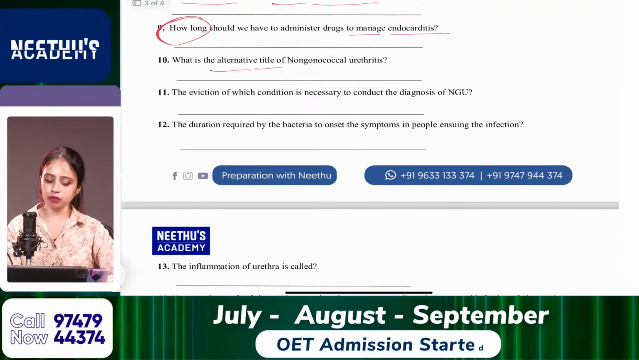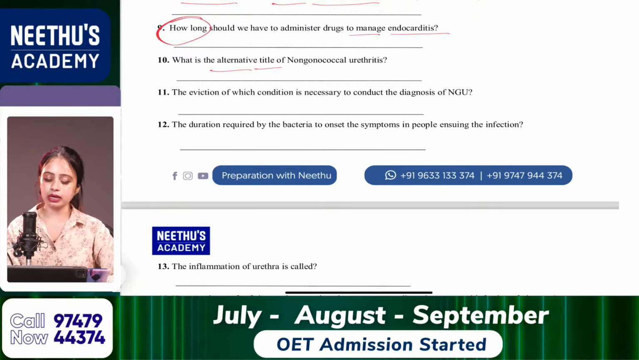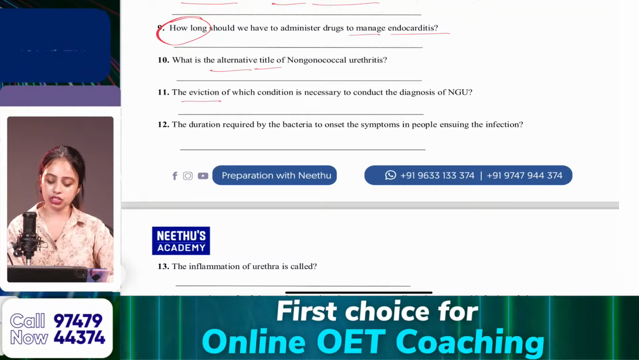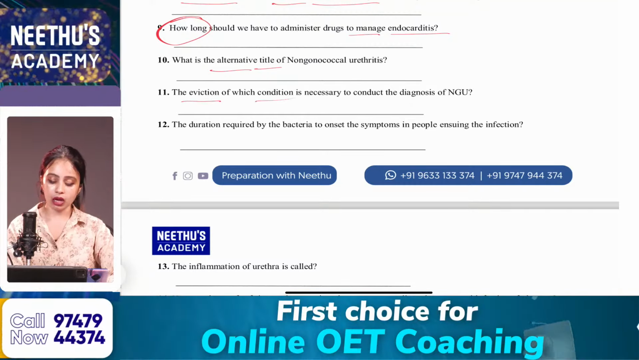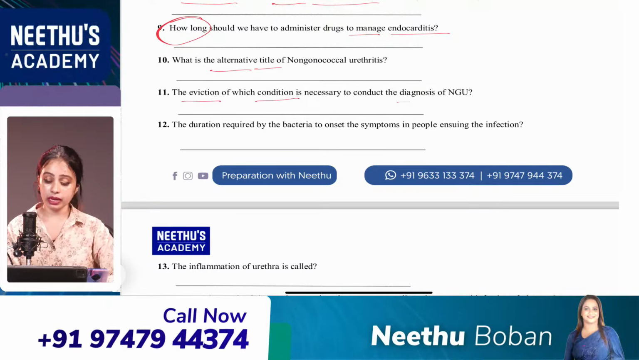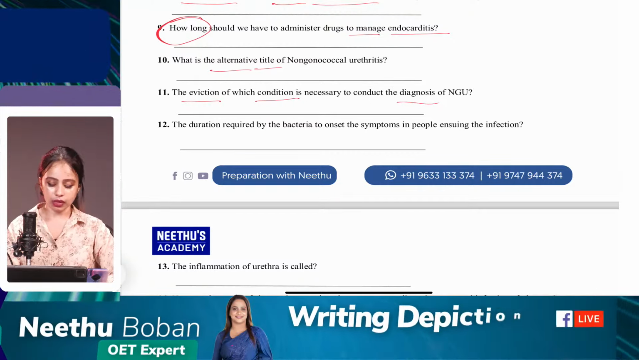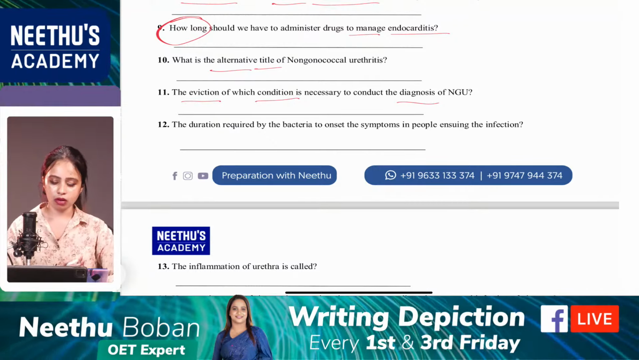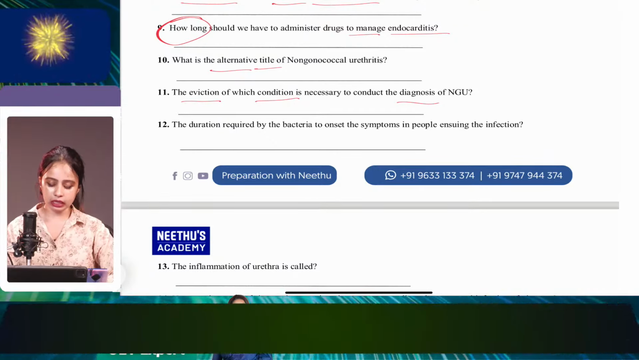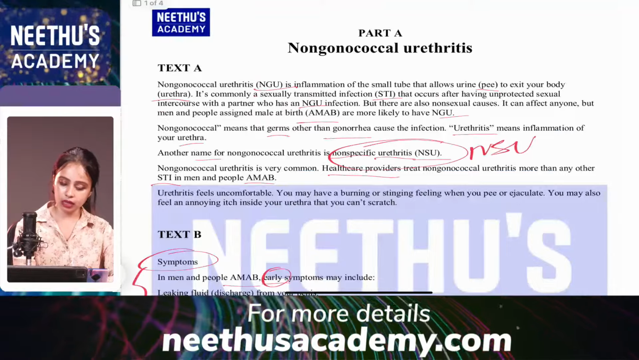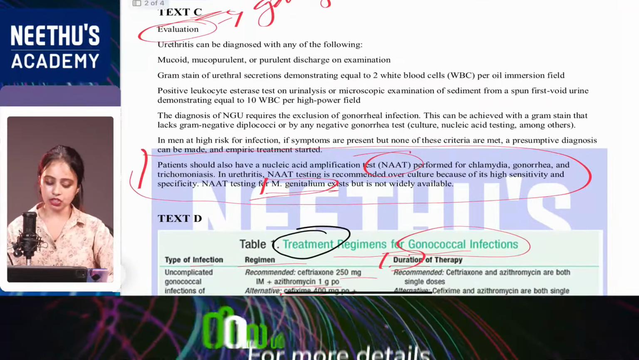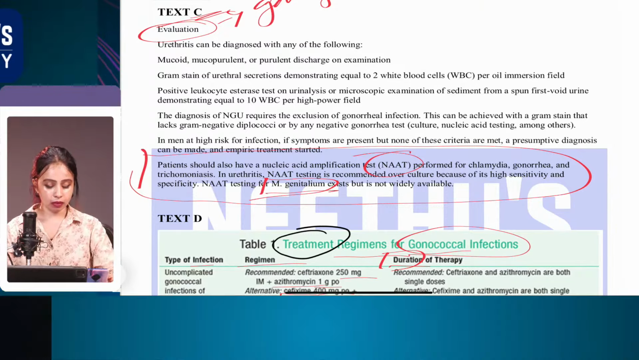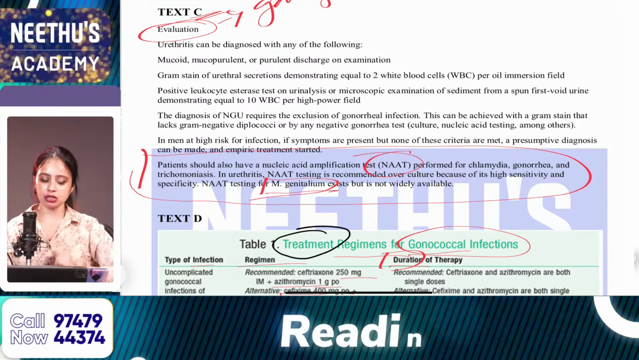The 11th one: the eviction of which condition is necessary to conduct the diagnosis of NGU? So my keywords: eviction, condition, diagnosis. What about the diagnosis, evaluation, and NGU? I think it is mentioned in text C. Any idea what the correct answer is here? Gonorrheal infection is the answer.